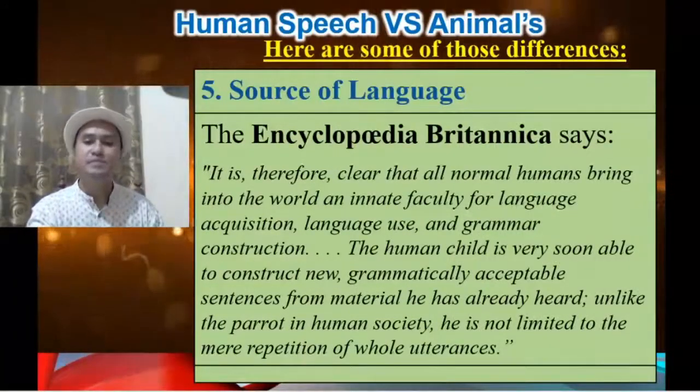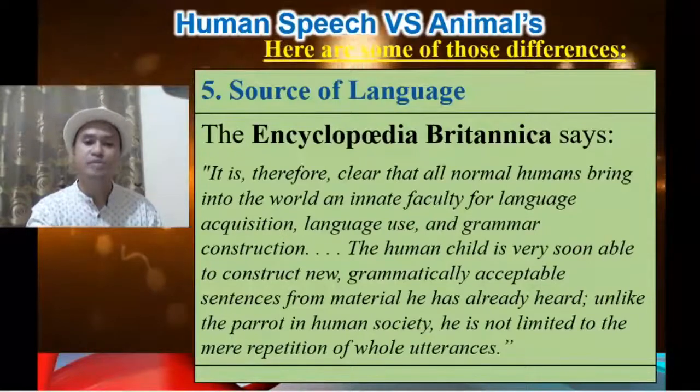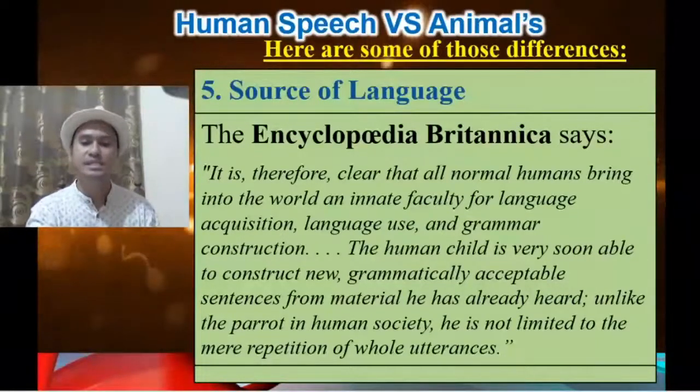The Encyclopedia Britannica says, it is, therefore, clear that all normal humans bring into the world an innate faculty for language acquisition, language use, and grammar construction. The human child is very soon able to construct new, grammatically acceptable sentences from material he has already heard. Unlike the parrot in human society, he is not limited to the mere repetition of whole utterances.